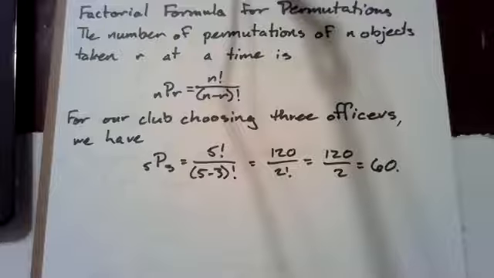For our club choosing 3 officers, we have 5 pick 3, which is 5 factorial divided by 5 minus 3 factorial. 5 factorial is 120. 5 minus 3 factorial is 2 factorial, which is just 2. 120 divided by 2 is 60.